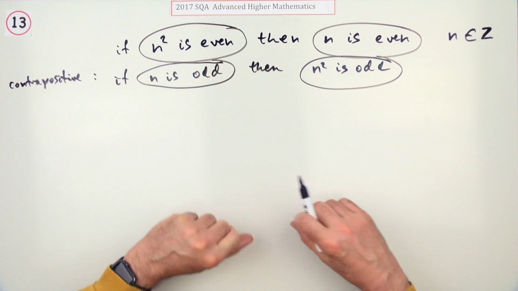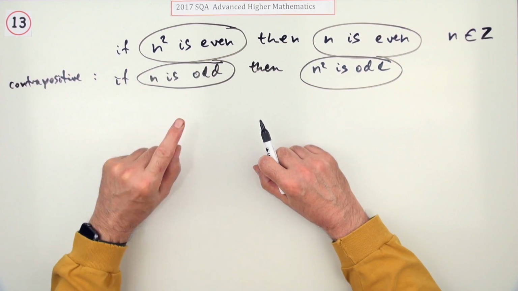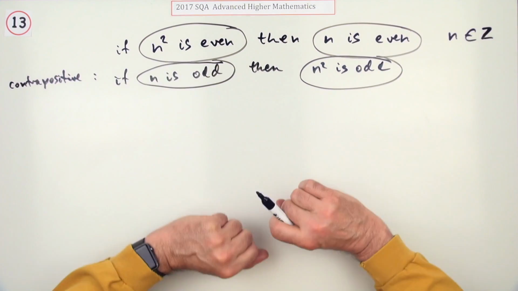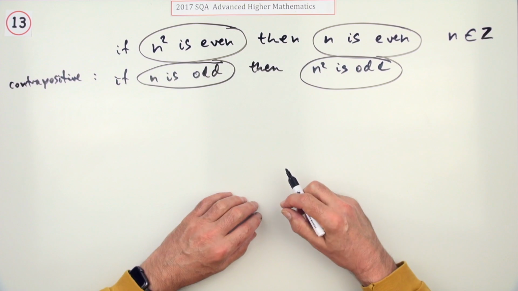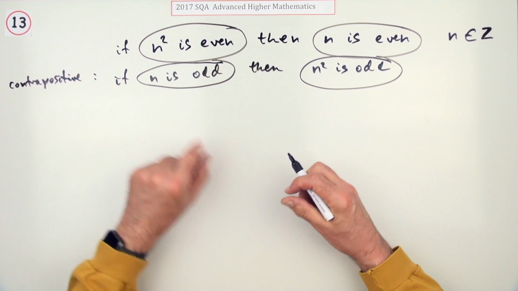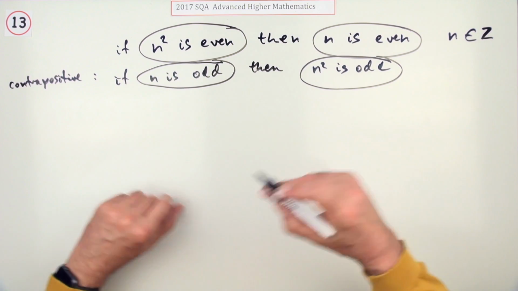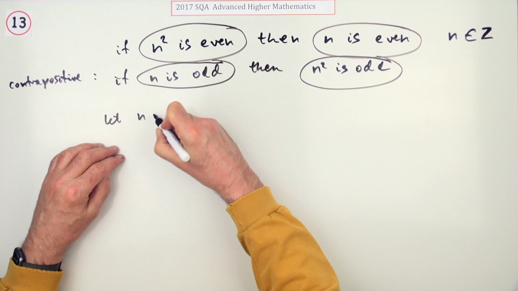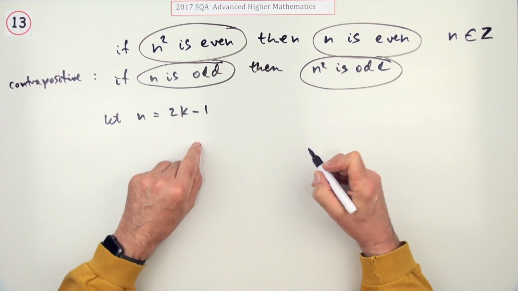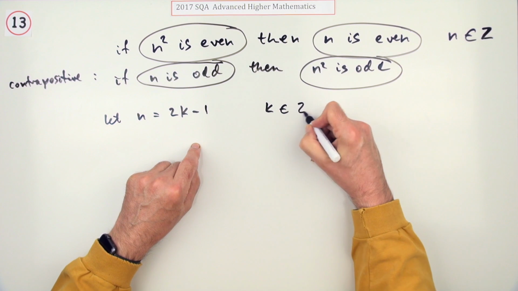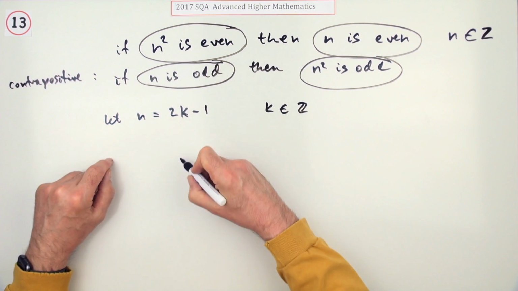And the point about the contrapositive is, the contrapositive is logically equivalent to the original statement. So proving the contrapositive proves the original statement. And it's easier to prove this one, because I can write n as an odd number quite easily. I'll just say this. Let n be 2k plus or minus 1, makes no difference. Where, importantly though, k has to be an integer.